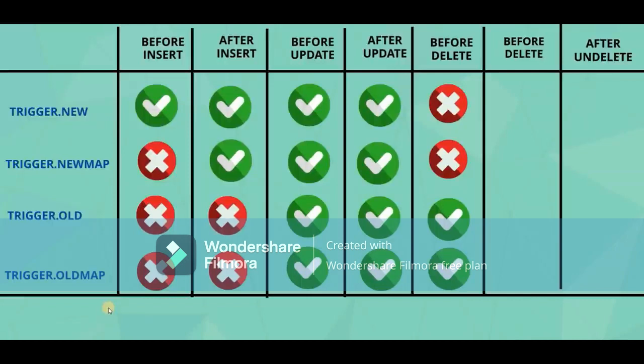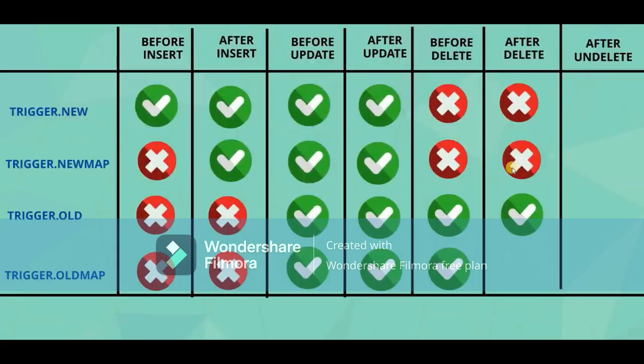Now we'll talk about after delete. In after delete, it's very much the same as before delete. In before delete, you're not having the new values, right? In the same way, after delete also will not have new values. You're actually deleting the existing data. Hence, before delete and after delete share the same kind of visibility on these context variables. So there is no new or newMap in before or after delete. We'll have trigger.old and oldMap in before delete and after delete.